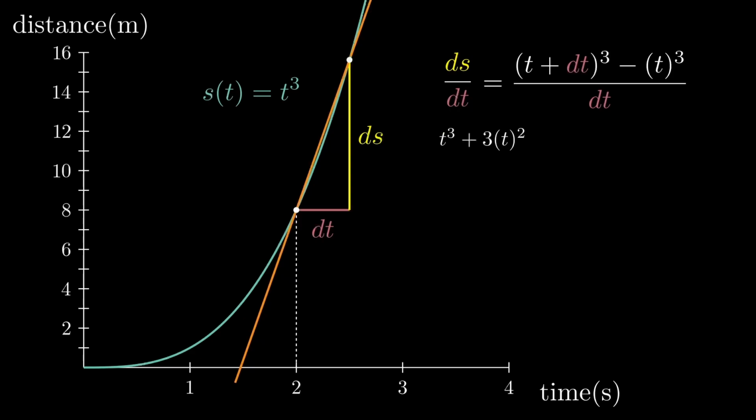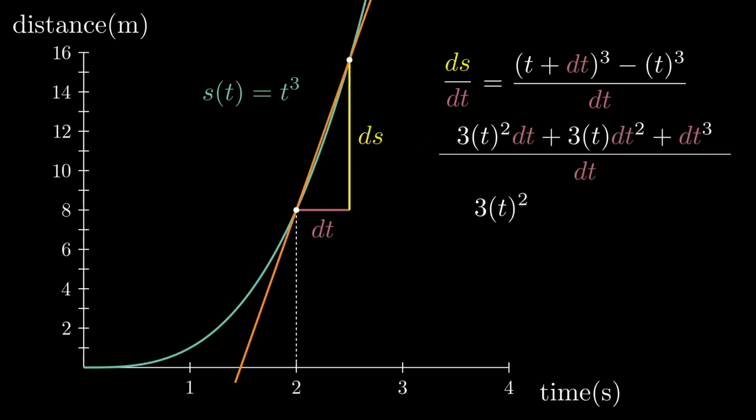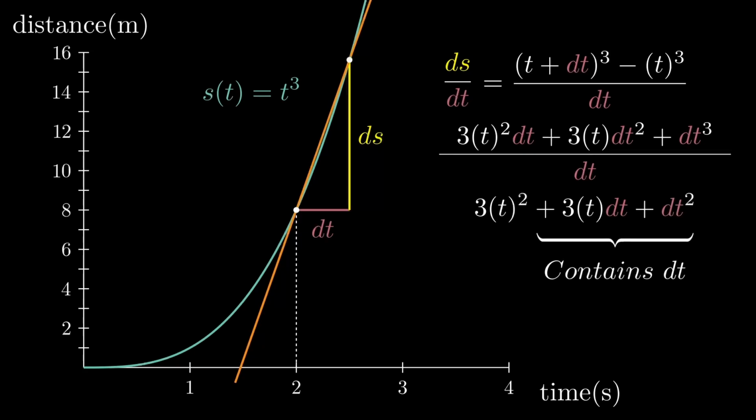First term will be t cubed plus 3t squared dt plus 3t dt squared plus dt cubed minus t cubed, whole divided by dt. Notice the first and last t cubed will get cancelled and we're left with this expression. Now spread the dt from the denominator and you will get 3t squared plus 3t dt plus dt squared. Notice how the last two values contain dt in them, and that is important.